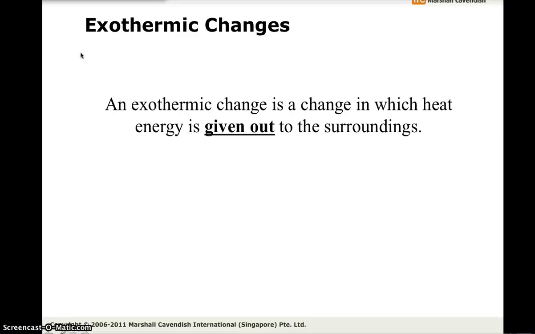Alright, so we have learned about the two types of reactions: the first one is exothermic reaction, and the second one is endothermic reaction. Now we are going to focus on exothermic changes. An exothermic change is a change in which heat energy is given out to the surroundings. Always remember exothermic, EX, exit. So heat energy is given off.